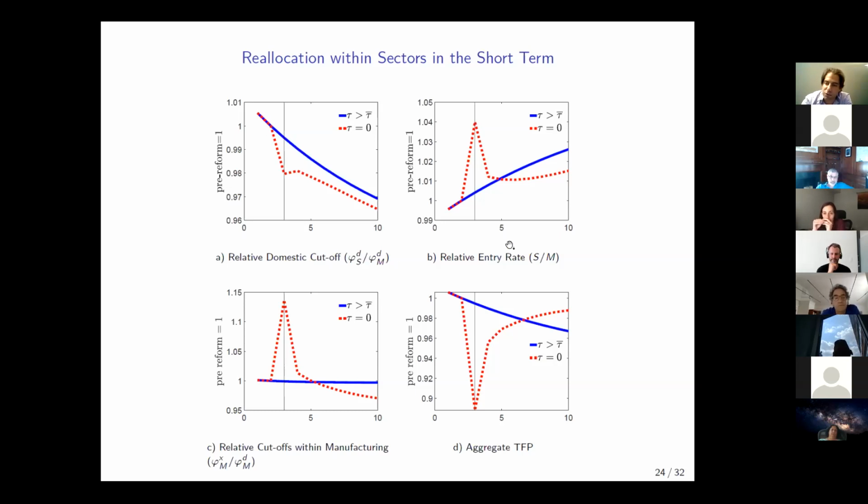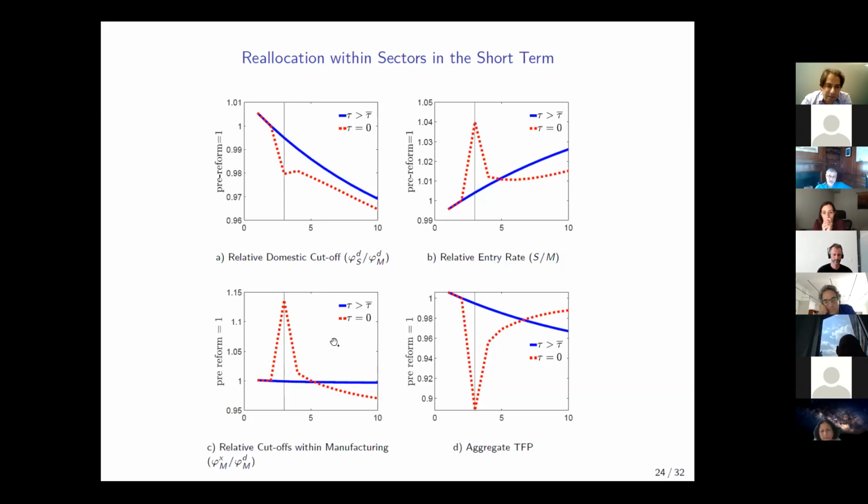The same thing for the relative entry rate. You get a boost in the relative entry rate of services on the transition. Within manufacturing, this is what I was telling you. The worst period for being an exporter is the period of the liberalization because the exchange rate moves against you. Then the cutoff for being an exporter within manufacturing increases much more than the cutoff for entering into manufacturing. So a lot of firms exit from exporting, and then over time that reverts. What is interesting is that the effect on impact in terms of TFP is negative.